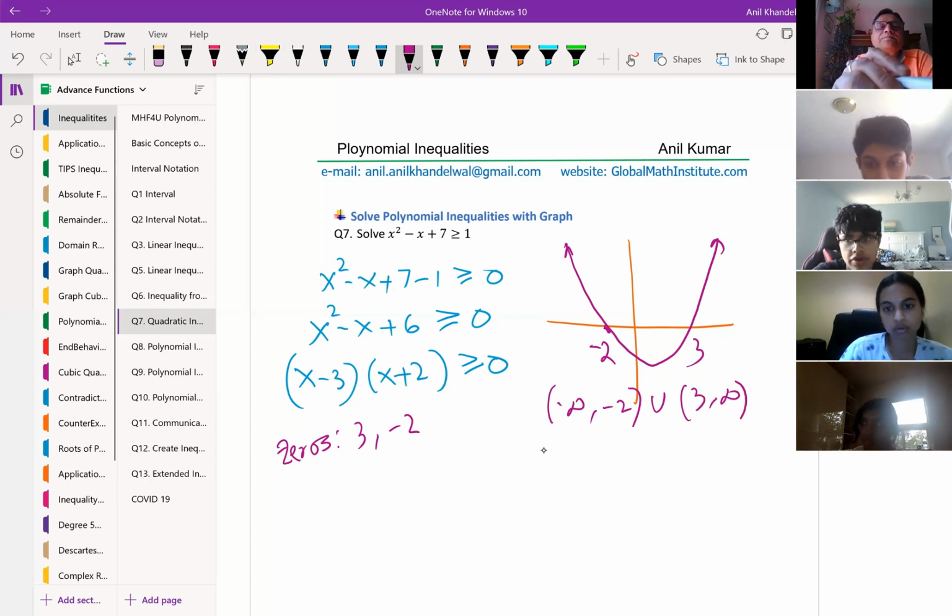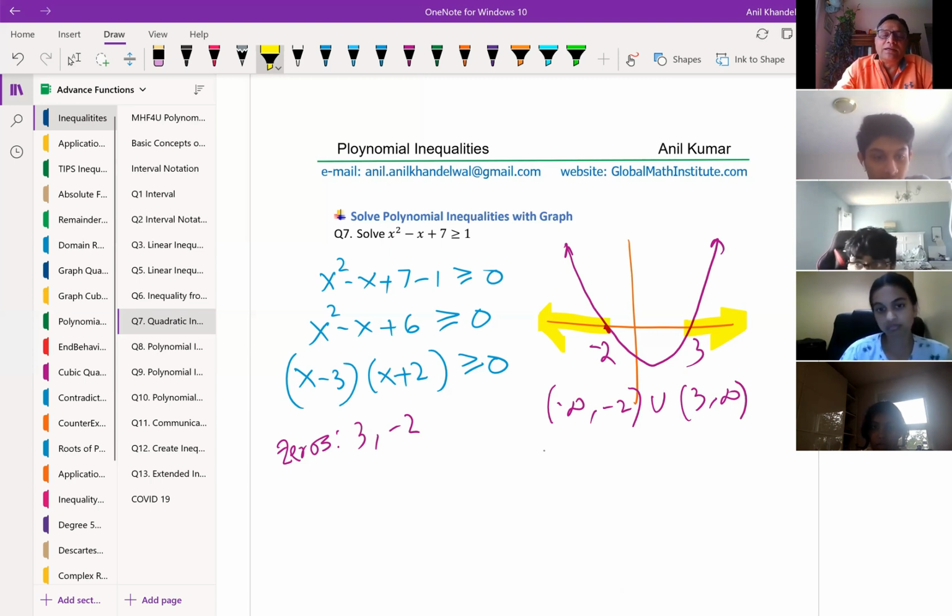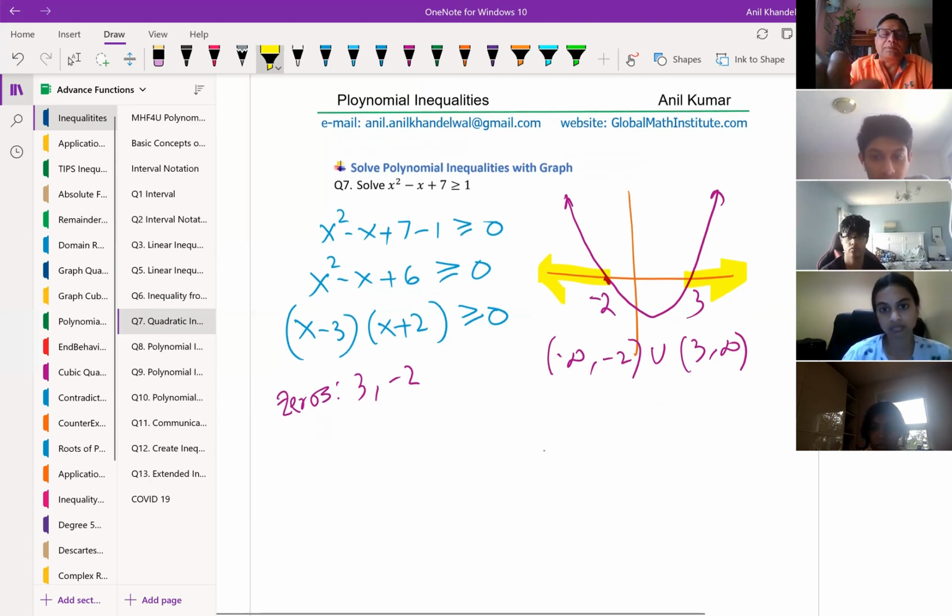You would add the union because there are 2 zeros. During this half, left side and right side, the graph is greater than or equal to 0. That becomes the solution. Clear? Sir, I had a question regarding the table that you're saying. Can we go over that? Yeah, sure, we'll do this again with the table also, no problem, that's better.